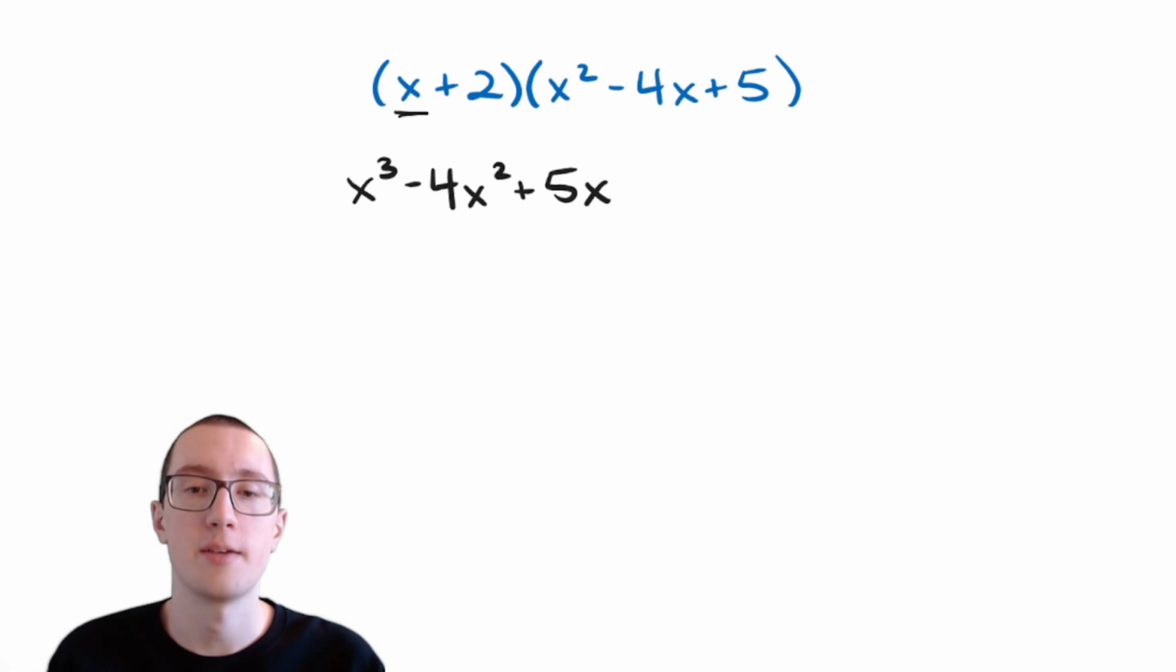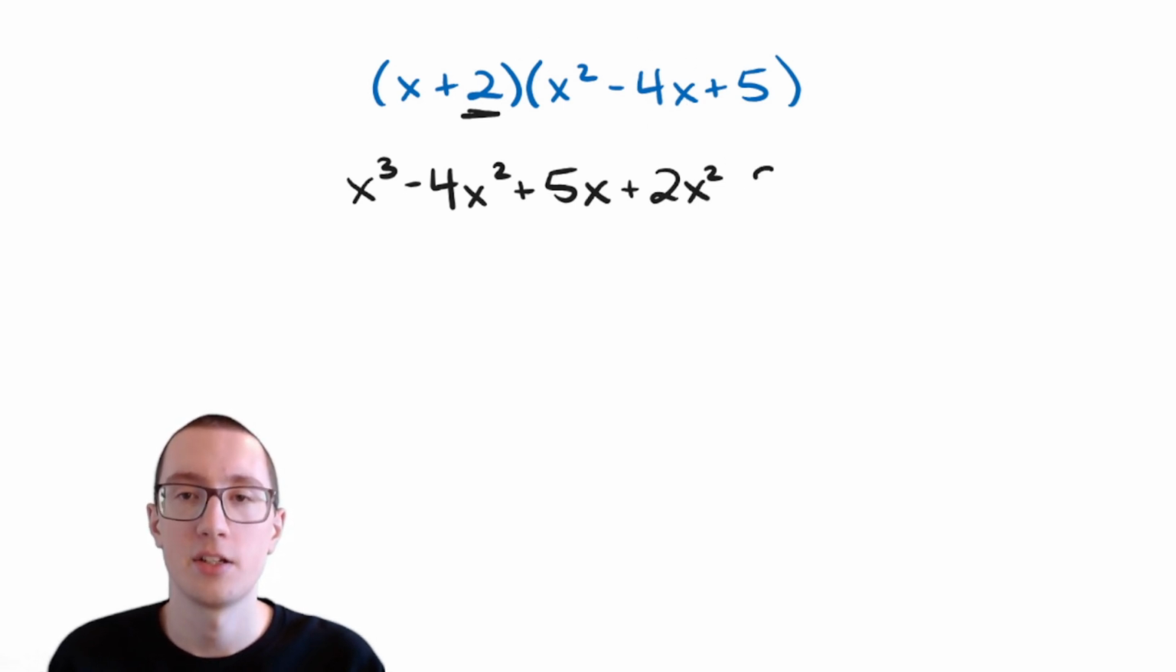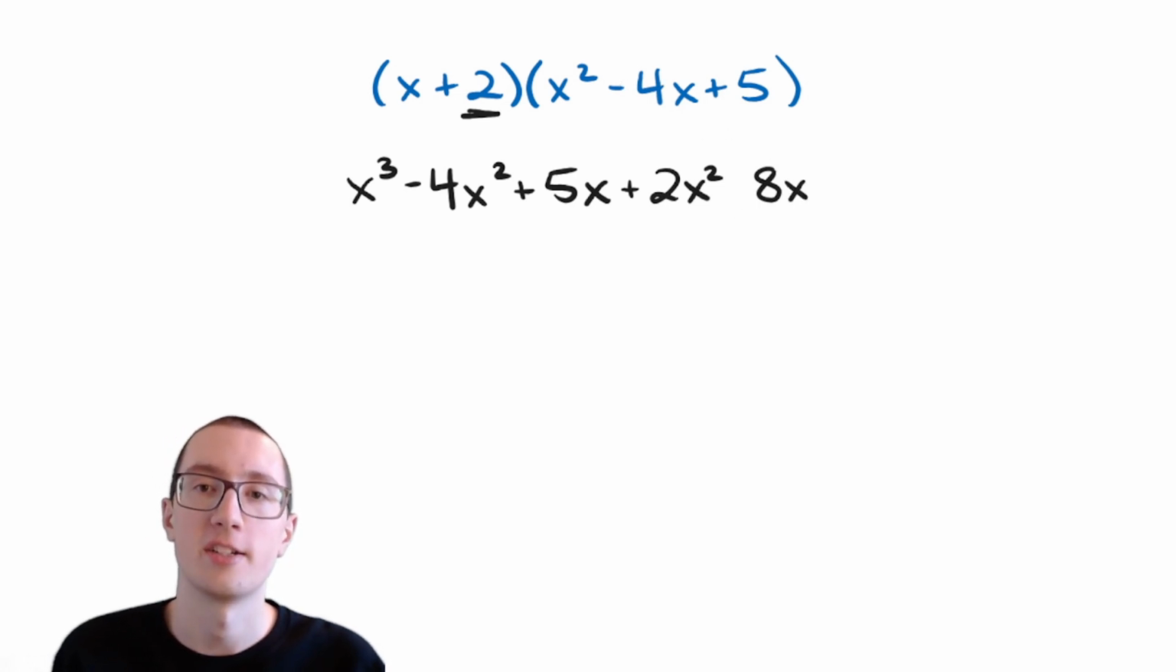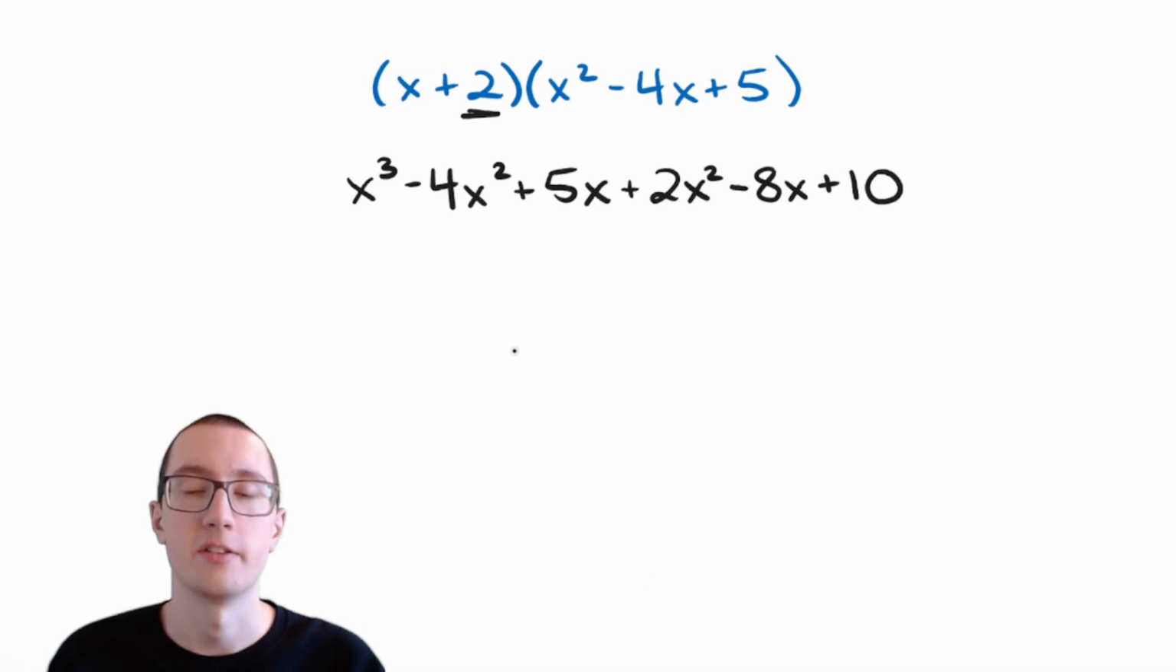So now let's do the same thing, but with the 2 right here. So we have 2 times x squared. Well, there's nothing you can do about that except just write 2 times x squared. Then we have 2 times negative 4x. Well, 2 times 4 is 8, and then the x stays, and we also have a minus sign, so the minus sign stays. And then we have 2 times 5. 2 times 5 is 10. And this is slightly off-center, and it's bothering me, so let's move it.